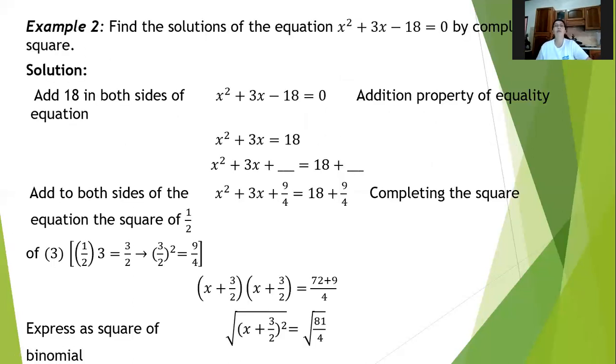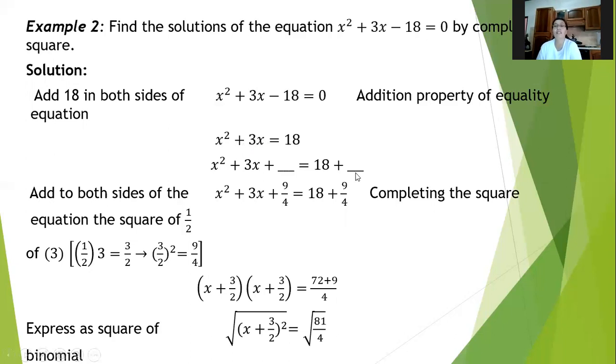Now, example number 2. Find the solution of the equation x squared plus 3x minus 18 is equal to 0 by completing the square. Again, we have x squared plus 3x minus 18 is equal to 0. Using the addition property of equality, we add 18 to both sides of the equation. x squared plus 3x is equal to 18. Then by completing the square, x squared plus 3x plus blank is equal to 18 plus blank.